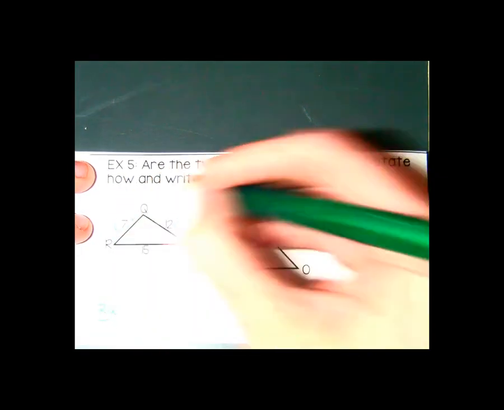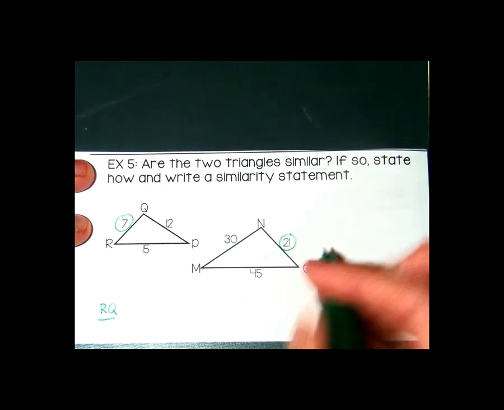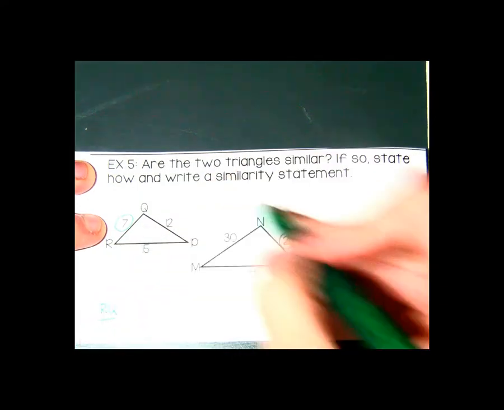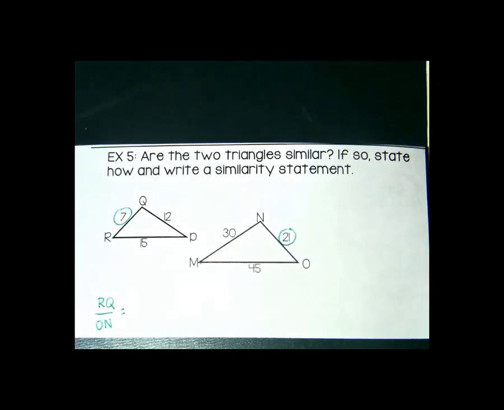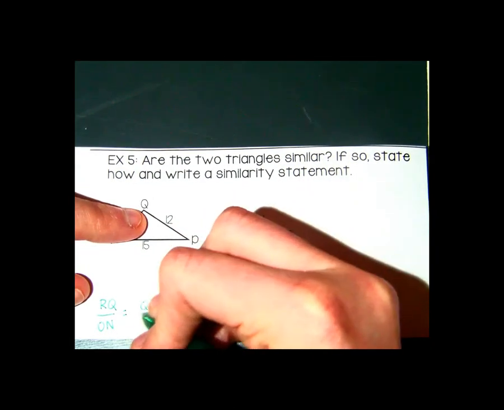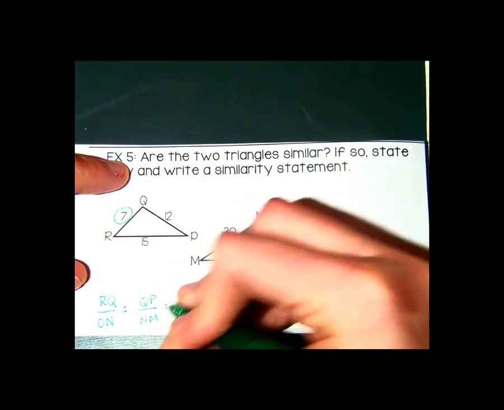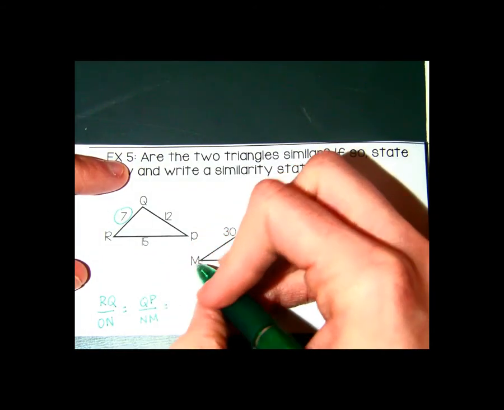RQ is going to go with NO or ON because these are the smallest two side lengths. R to Q, O to N. Which means we will definitely have to pay attention when we write our statement if they are similar. Okay. Let's go to the next largest, QP. QP, NM. These will help us write our similarity statement if they're similar.